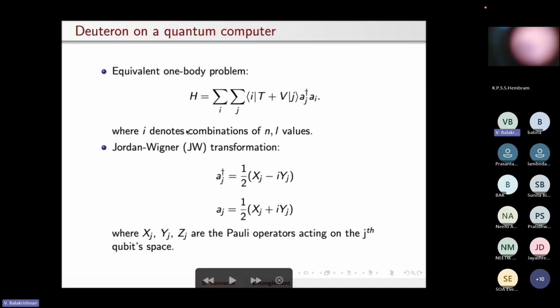So what we wanted to do is to understand this in terms of qubit requirement. Since it's only a one-body problem, it was possible to write the two-body problem as an equivalent one-body problem, where V is the effective potential. It could be the bare potential, or one of these renormalized potentials. Then, in order to work on a quantum computer, one needs to go from the creation and annihilation operators to the qubit basis through the Jordan-Wigner transformation. And since it's a one-body problem, you don't have to worry about antisymmetrization, so the Pauli Z operator is not there in this definition.